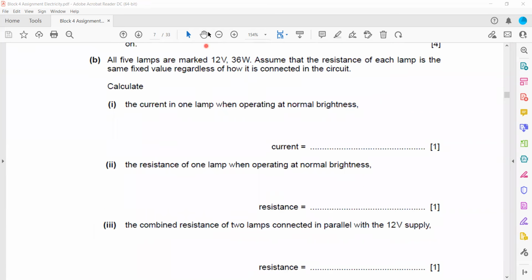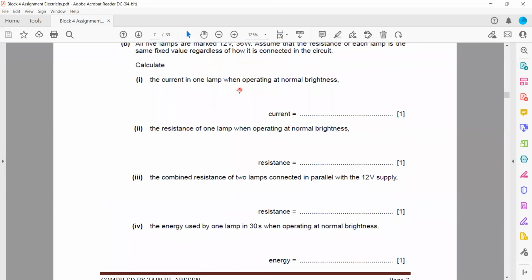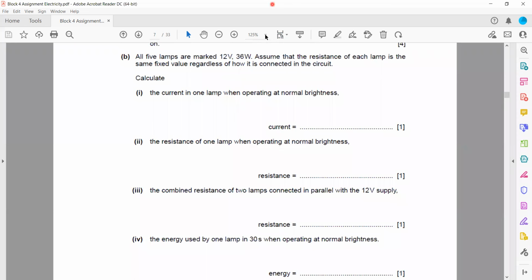Now all 5 lamps are marked. So all the 5 lamps are marked 12 volt. So this is a voltage of 12 volt and 36 watt. Assume that the resistance of each lamp is the same fixed value. Now, the current in one lamp when it is at normal brightness.